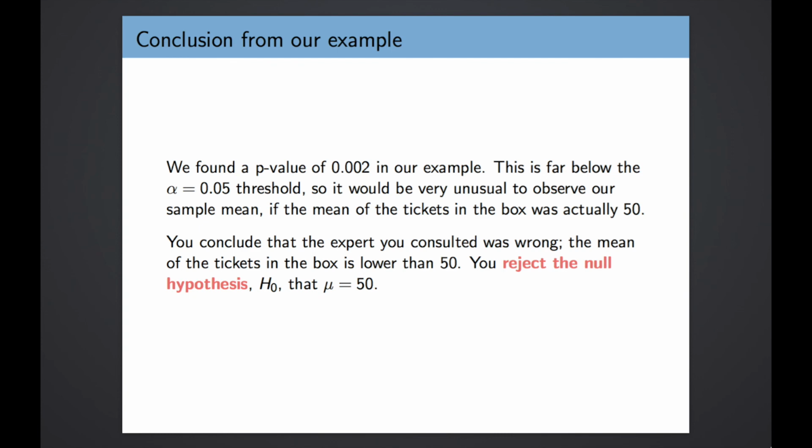So what we find is that it would be extremely unlikely, if the mean of the tickets in the box was 50, to observe a sample of 500 with a mean of 48. That would be very unlikely to happen. So we're really confident in concluding that the expert that we consulted is wrong. The mean of the tickets in the box is lower than 50. That's almost certainly true, because it would be extremely unlikely for the mean to be 50 and us to observe what we observed. So we reject the null hypothesis.